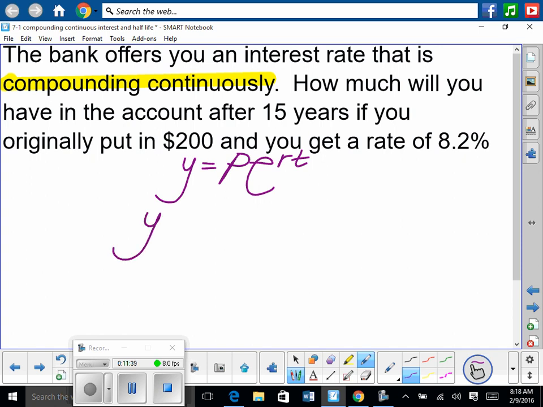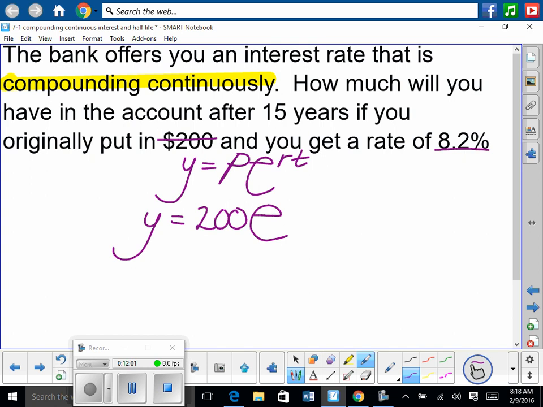So we have Y is equal to P. P is the put down amount. Didn't we originally put in $200? So our P is going to be $200. Is everybody comfortable with that? So I've taken care of that. And then E is just a number. So we have E, that's our factor. And then our rate of interest.